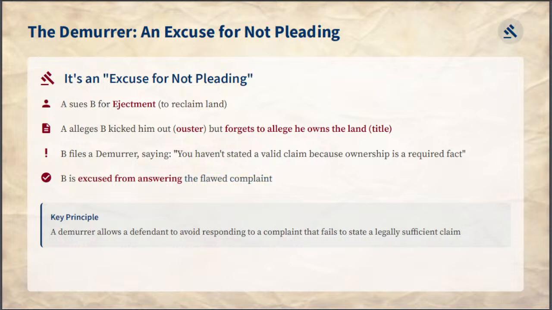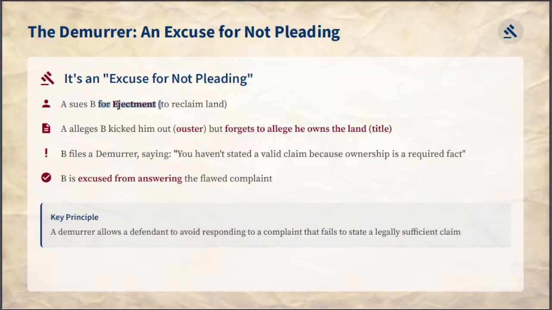Let's look at this again. So A sues B for ejectment to reclaim land. So A alleges B kicked him out, ouster, but forgets to allege he owns the land.